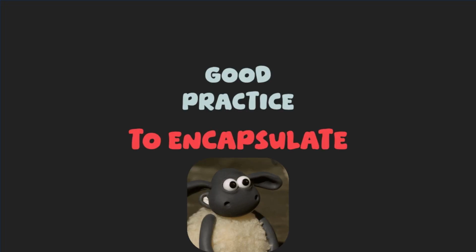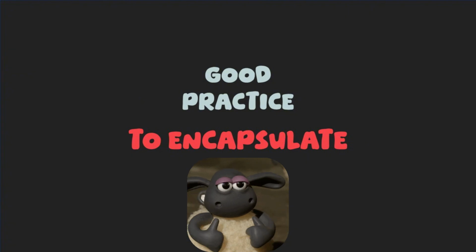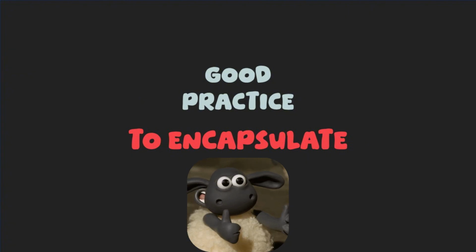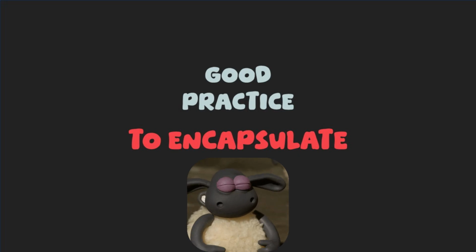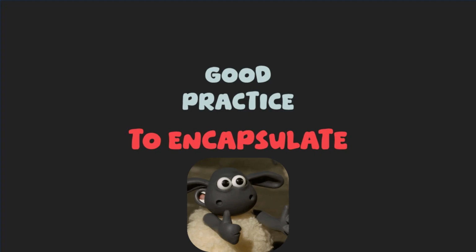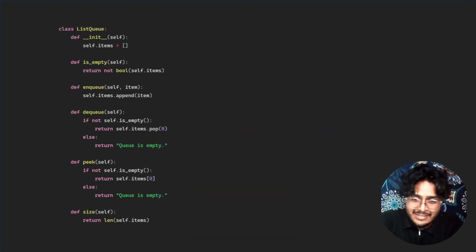While using a list directly works, it's good practice to encapsulate our queue's logic within a class. This makes our code more organized, reusable, and easier to understand. Now, let's create a simple list queue class. See how much cleaner that is? Now we have a dedicated object for our queue with all necessary methods.